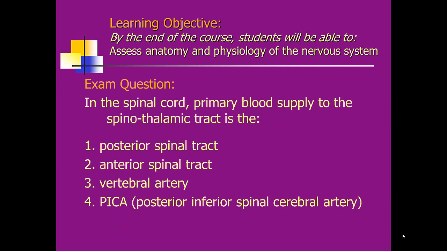So here's one example. By the end of this course, students will be able to assess the anatomy and physiology of the nervous system. Somebody want to read the stem? In the spinal cord, primary fluid supply to the spinothalamic tract is... Okay. So here are some lists of options, right? I'm not terribly sure which is the correct one, but it's probably not really important here. But certainly you've seen that, the options, generally 4, sometimes 5.